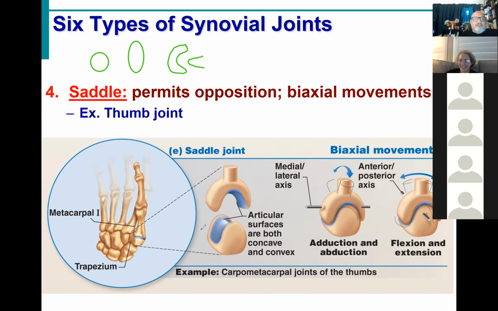So that ability to oppose the thumb across our palm is what allows us to, again, rule the universe. And notice this is the only place we have that saddle joint. All right. So I think the take home message is screw the dolphins. All right. Questions on any of that?